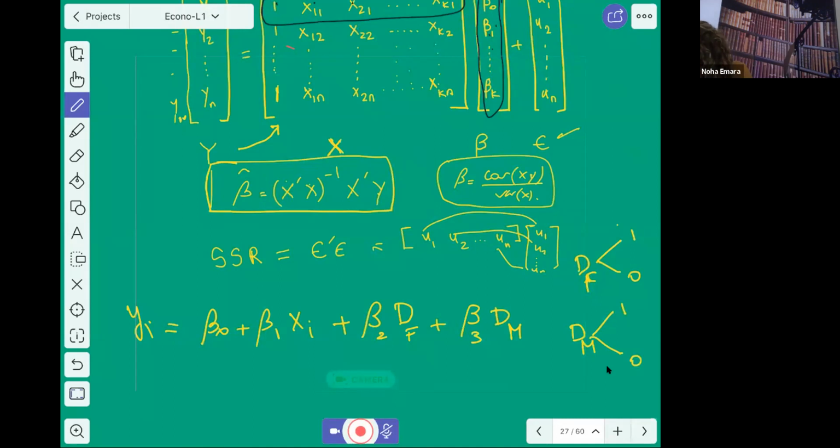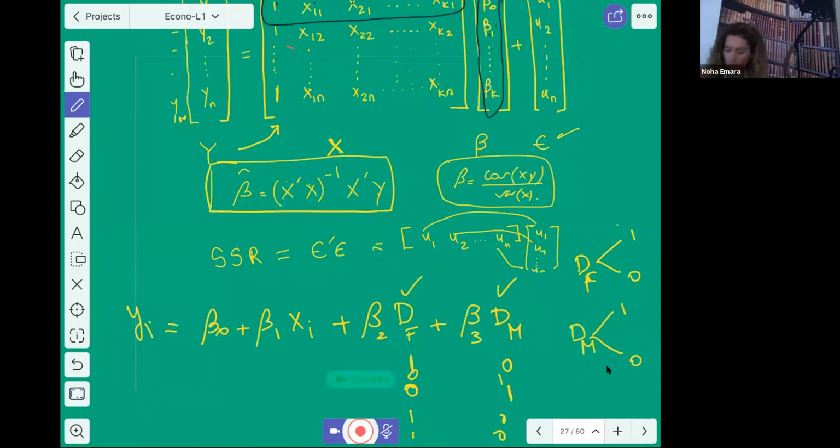So I want you to imagine that these two complement each other, right? Because if this is a female, then this is a male. If this is 1, then this is 0. If this is 0, then this is 1, and so on. So both cannot be 1 at the same time, and they cannot be 0 at the same time. It's either or, assuming that gender is only classified between males and females, and that's it.